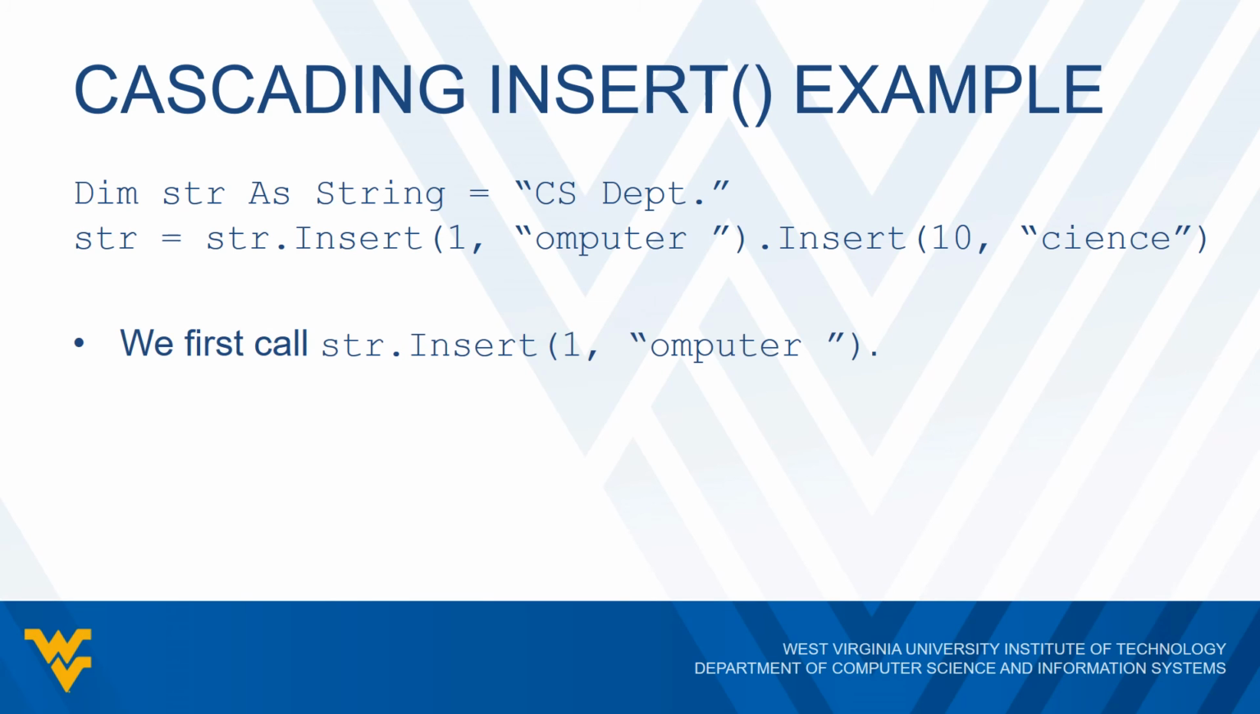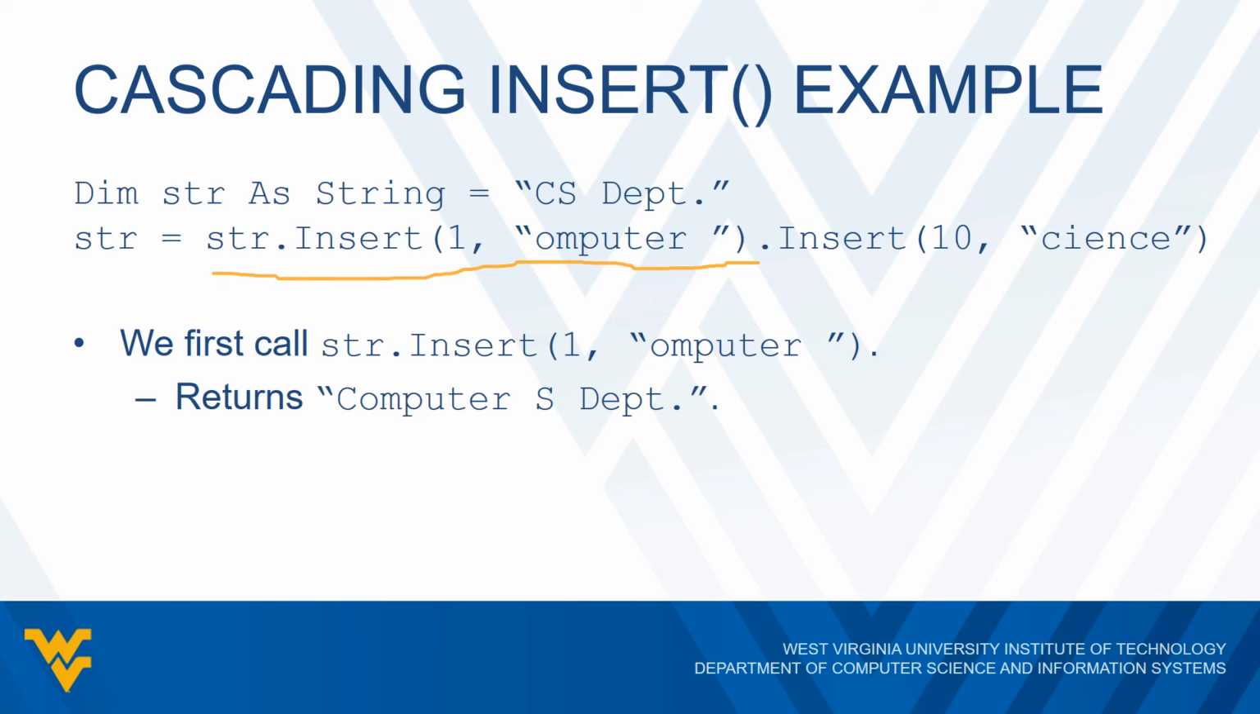So what this means is we're first going to call the insert method on the string with the 1 and the "omputer ". And there's a space in there as well. And what this is going to do is we're going to add the string "omputer " with a space at index 1. Now index 1 is where the capital S is in our original string. So we're going to basically have C and then "omputer", then a space, and then the S. So what we're doing here is at the end of this portion of our method call, we're going to get the string computer S department. So that's what this portion of the method is going to give us.